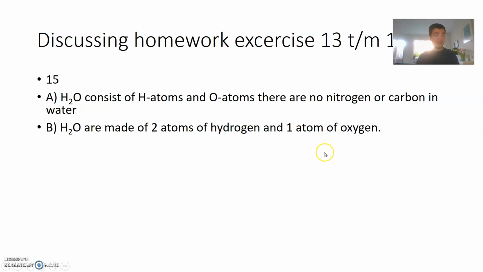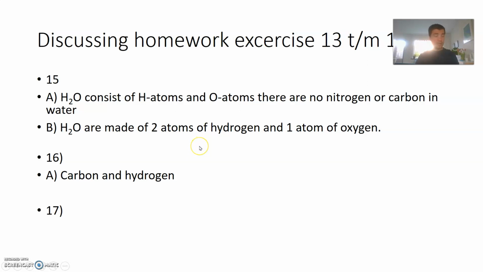Methane, question 16, is the most important component of natural gas. Which elements are generated when methane is decomposed? Explain. Well, carbon and hydrogen, because methane is made out of carbon and hydrogen. There isn't that much more to explain.